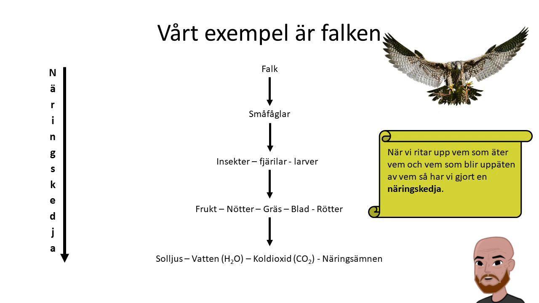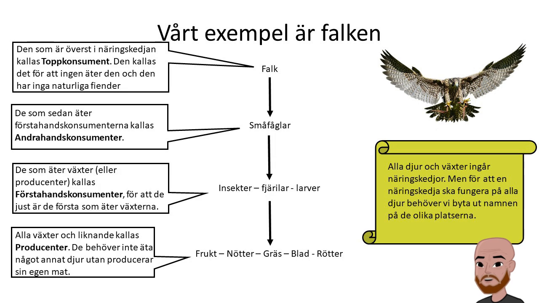It is called a näringskedja. That is what this model is called. And all animals and plants are part of a food chain. But for a food chain to work, we need to replace the names at the different levels. It works for several different animals. At the bottom are all the plants and similar things called producers. They do not need to eat any other animals but produce their own food. So, fruits, nuts, grass, leaves, and roots are included there.